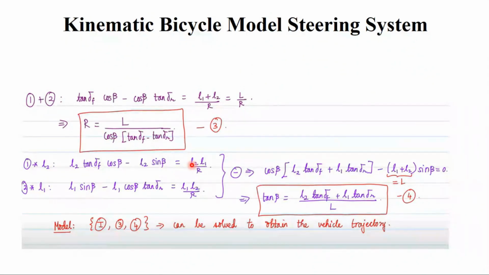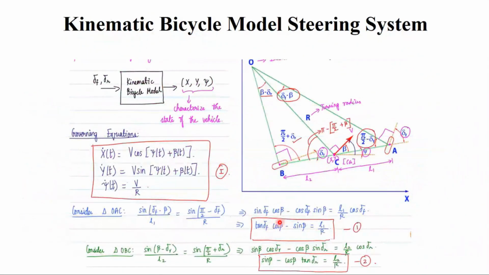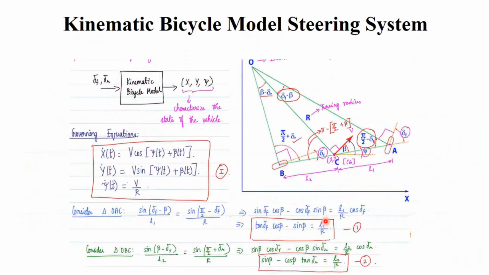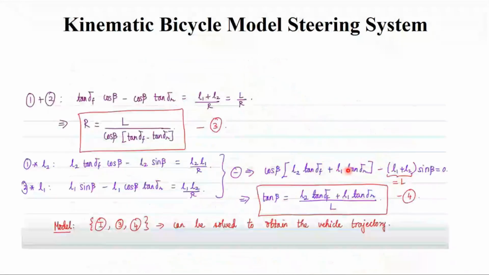So we are multiplying this equation with L2 and equation number 2 with L1, so we are going to have the final governing equation. So equation number 1, not considering OAC, because in the bicycle model we are considering only one, right? Equation number 3 and equation number 4 can be used to update the vehicle trajectory.